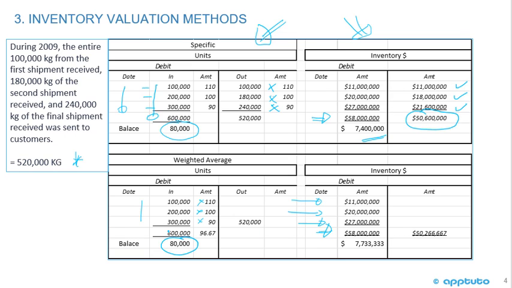58 million divided by the 600,000 kilograms that we bought is going to give us an average price per kilogram of 96.67. So we know that we sold 520,000 kilograms. 520,000 times 96.67 is going to give us 50,266,667. Okay, so again, we bought 58 million. Using the weighted average, 520,000 times the average, 96.67, credit 50,266,667.